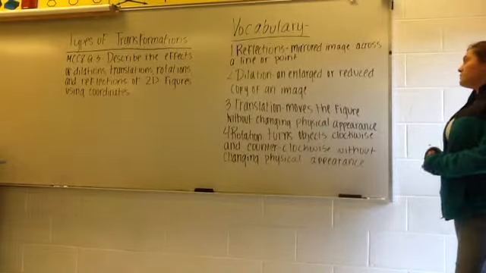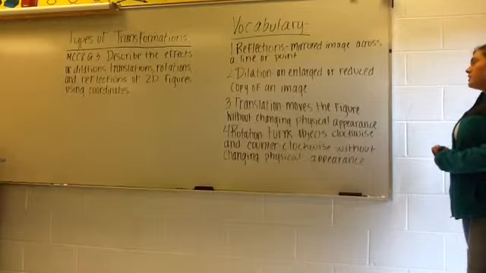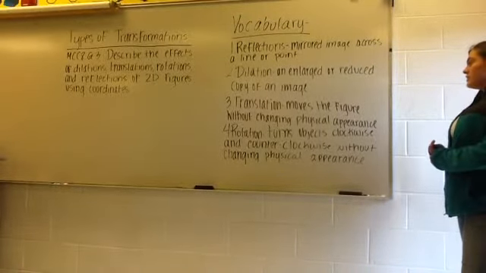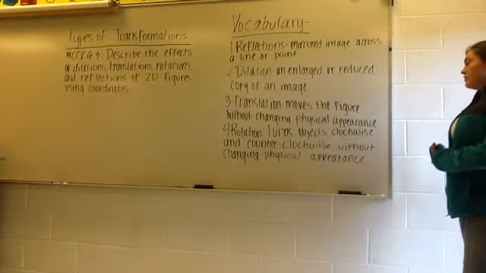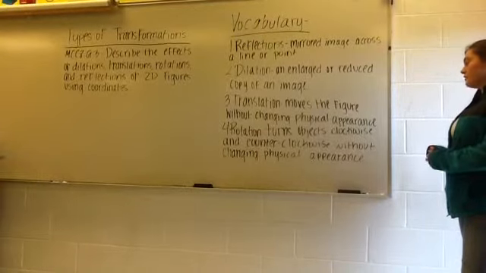A reflection is a mirrored image across a line or point. A dilation is an enlarged or reduced copy of an image. A translation moves the figure without changing physical appearance. And a rotation turns objects clockwise and counterclockwise without changing physical appearance.